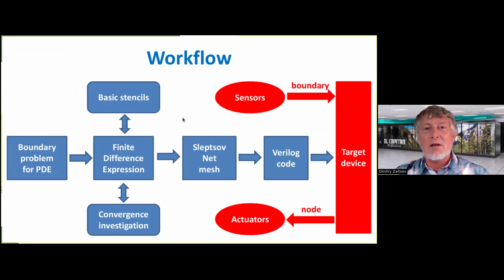And now let us consider the workflow for our technique. So at first we have a boundary problem for a partial differential equation. Many useful tasks are specified in this way. For instance, thermodynamics, gas or liquid dynamics, diffusion, and other processes. Optimal control for some domains. We apply finite difference methods, so we choose a stencil and we study convergence issues. After we are sure that there is convergence, we implement this finite difference scheme on Sleptsov Net Mesh.